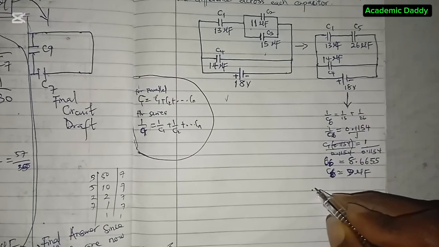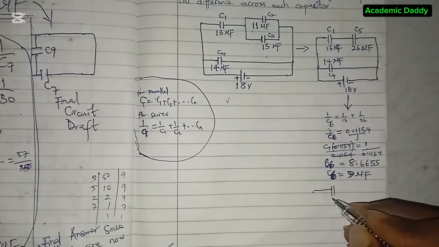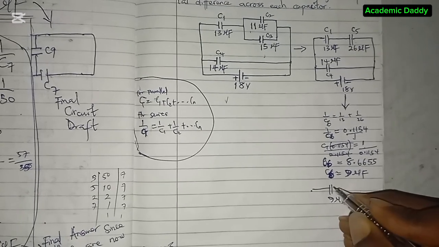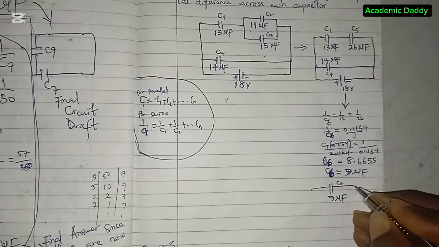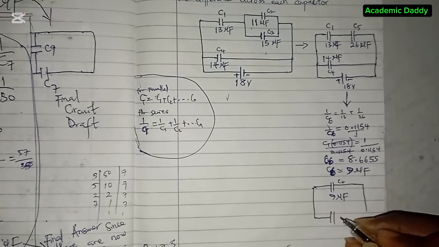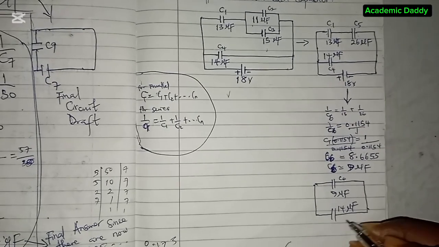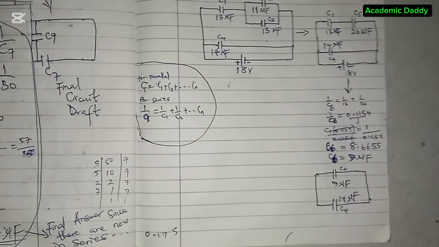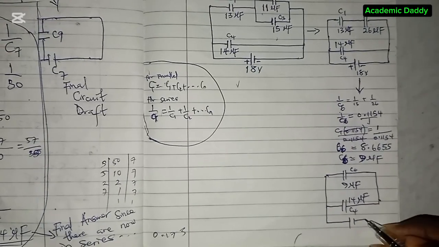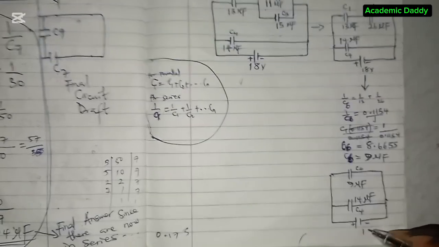So I will have here 9 microfarads. That is for C6. Coming down to fix 14 microfarads, and remember that this one is C4. Then I have my voltage. The way I'm doing this is the way you should be doing it. So I now have my 18 volts.